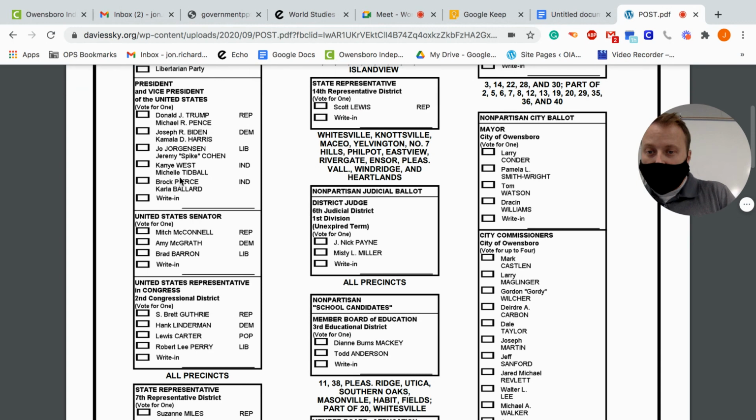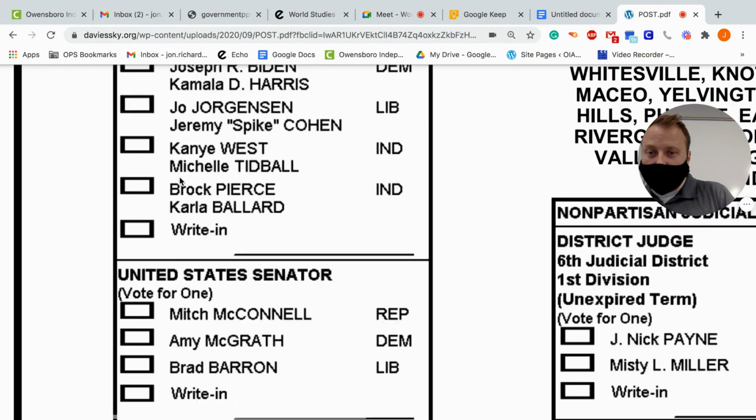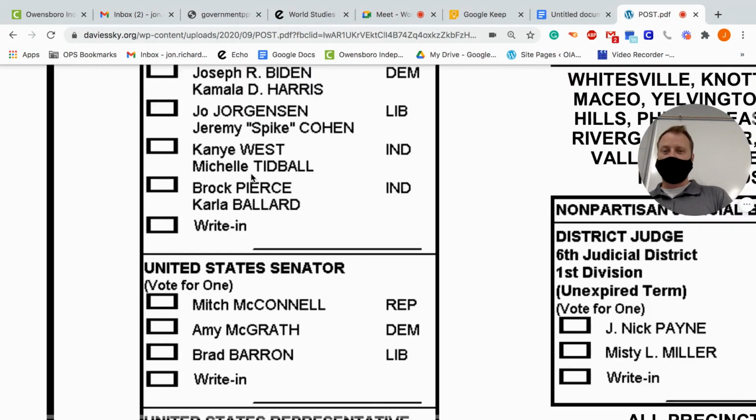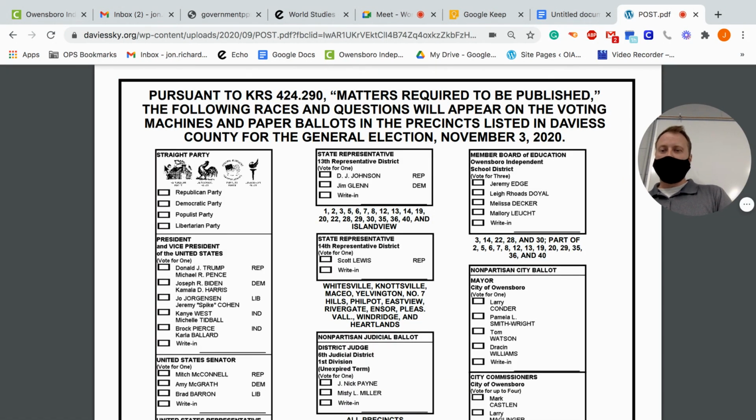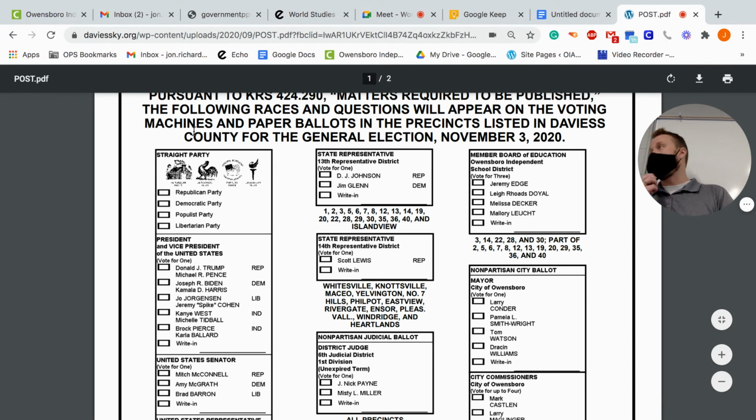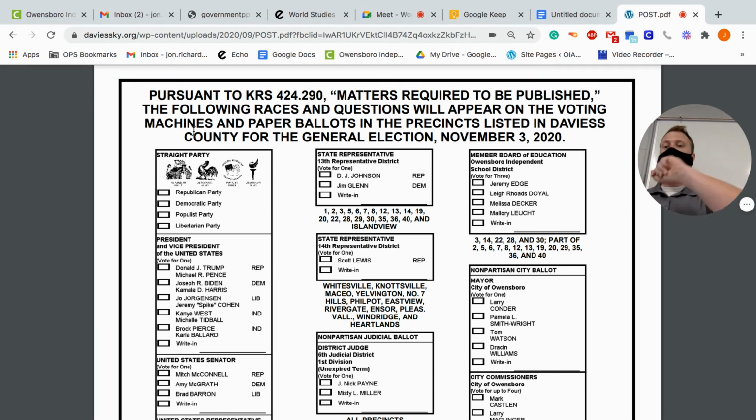So you can see right here, I wasn't joking, Kanye West. I can vote for Kanye West if I want to. But you can vote straight party, meaning I can mark that bubble right there. I can mark Republican or Democratic or Populist or Libertarian Party, and it will vote for every single person on that ticket that runs for that office, that runs in that party, okay? So I can vote that way. That's a system that is in place in our country.